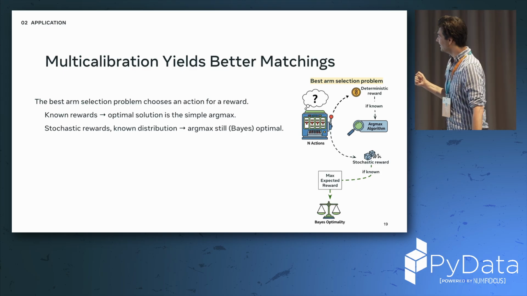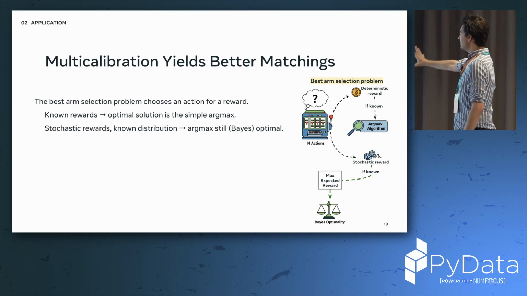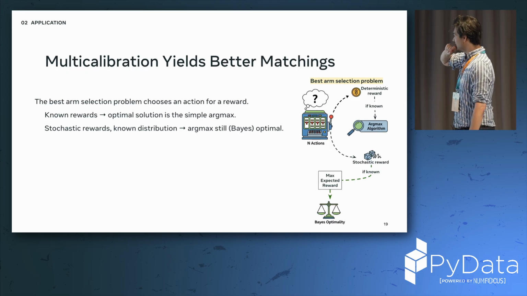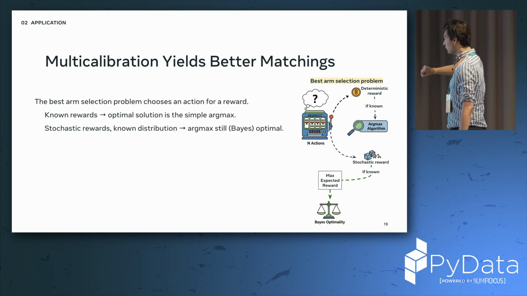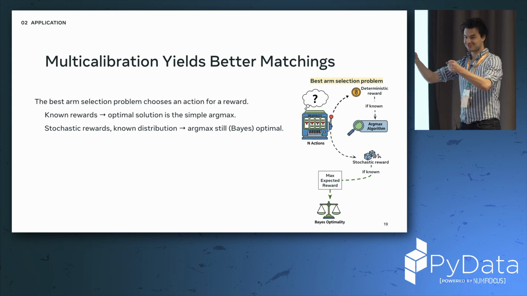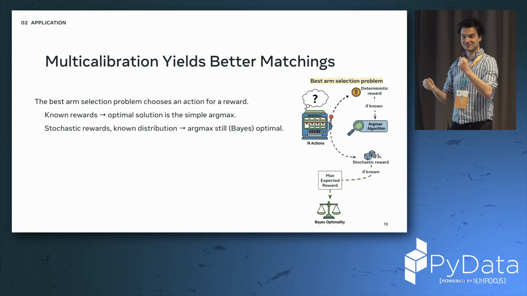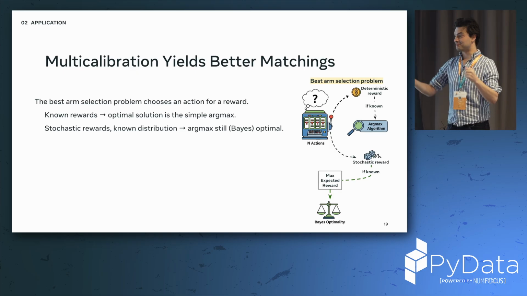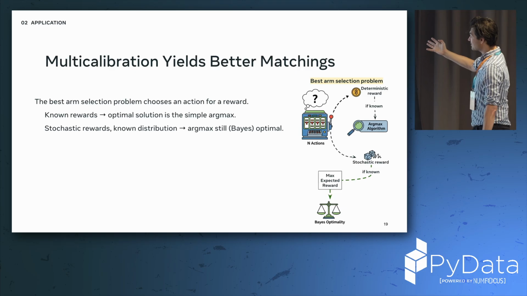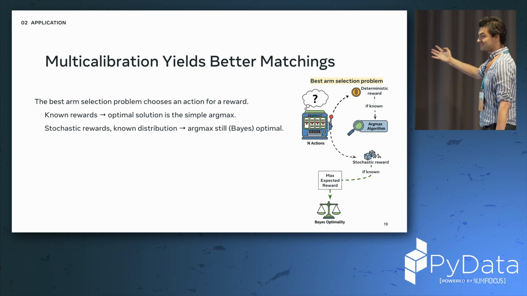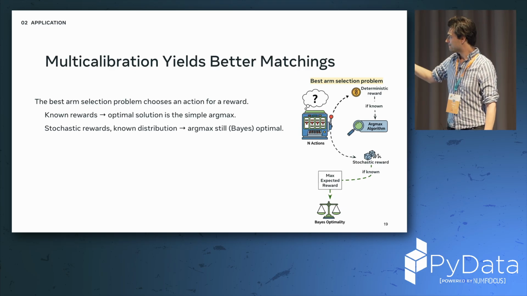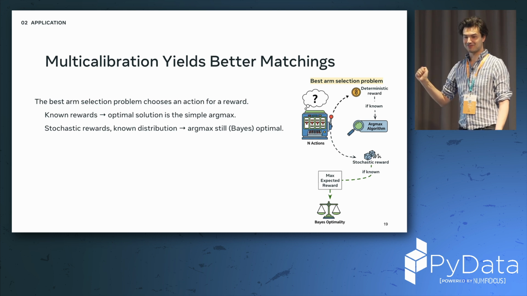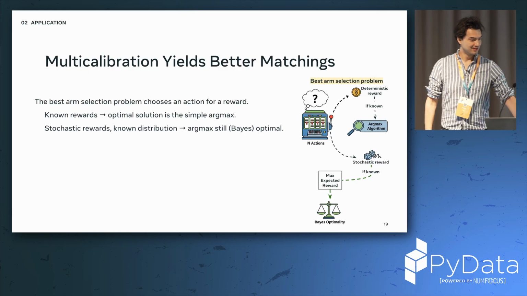Which action to take. So here, it's known that if you have this kind of best arm selection problem, and you have known rewards, so for each arm of the slot machine you know what the reward is, like in the reinforcement learning sense, basically. You know the reward of pulling that arm. Then it's very simple. The best action you can take is just to take the argmax. Take the arm that maximizes the reward, right? That's simple.